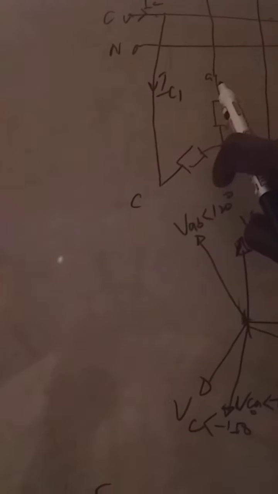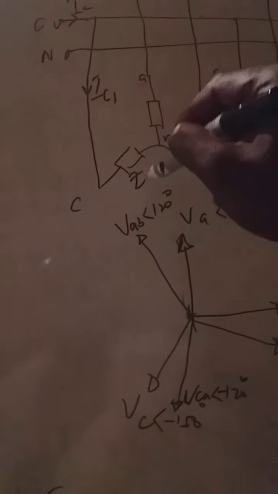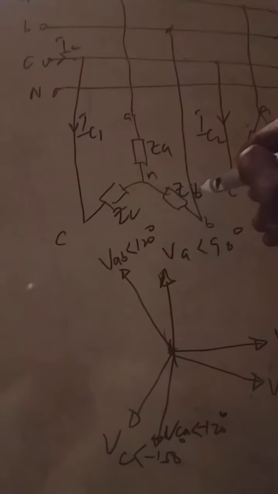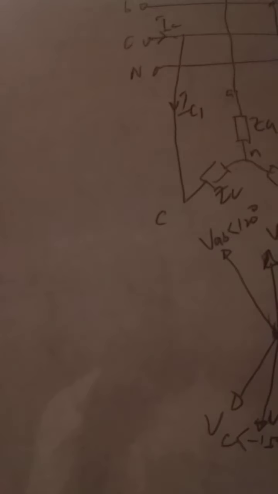So we need to find our IC1. Our IC1 is the current flowing into this phase, so it will be VCN divided by ZC. This is ZA, this is ZB. What we want to do is get all these IC currents and add them together to give the current IC. So our IC1 will be VC, the voltage across this, divided by ZC.